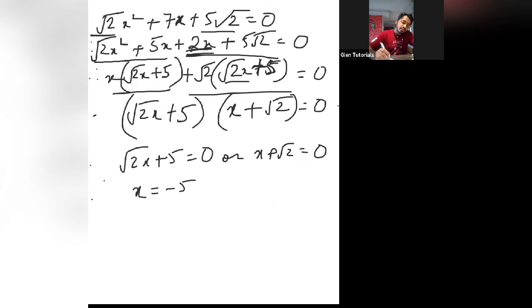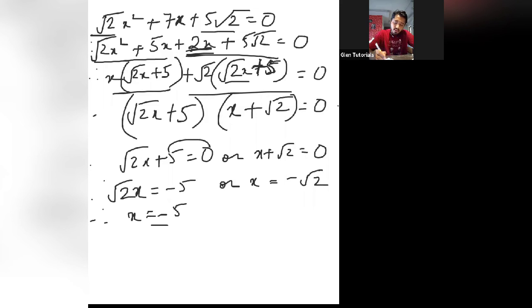Okay, let's check what we'll get. Let's do it step by step since you are getting confused. Root 2x plus 5 equals 0. I put plus 5 on the right-hand side, I'll get minus 5. Or, again plus. Or x is equal to root 2 comes on the right, we'll get minus root 2. So therefore, x is equal to minus 5 divided by root 2, or x is equal to minus root 2.